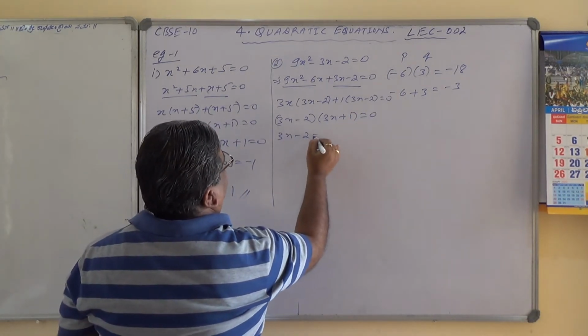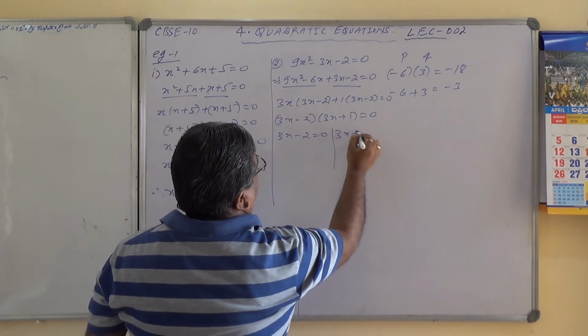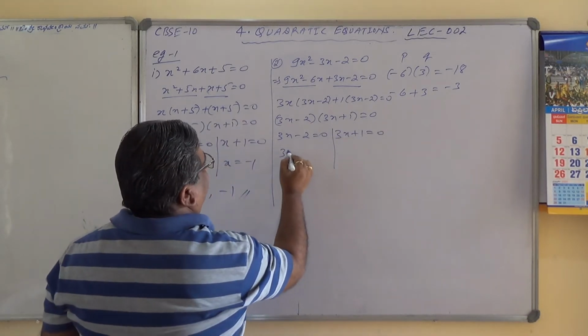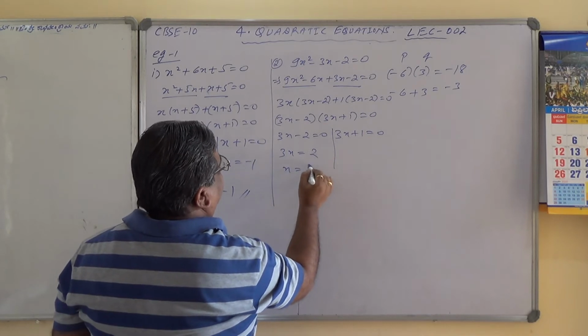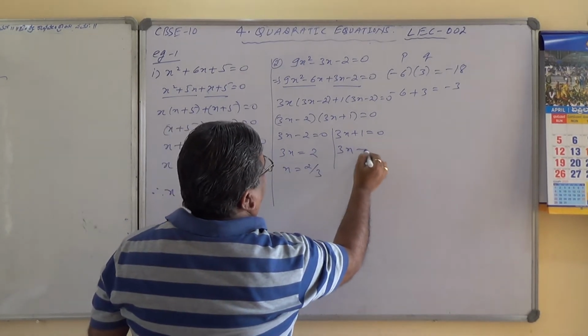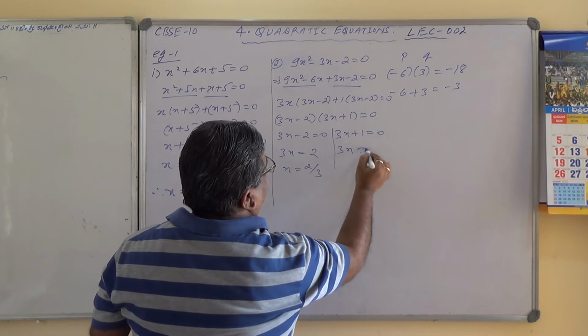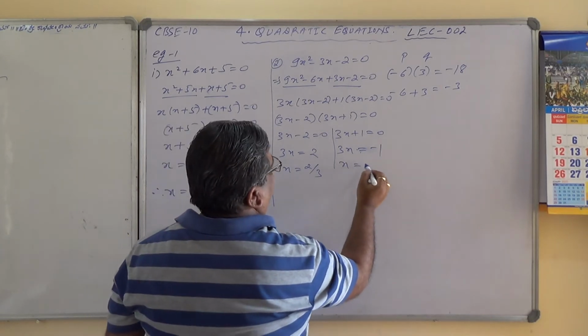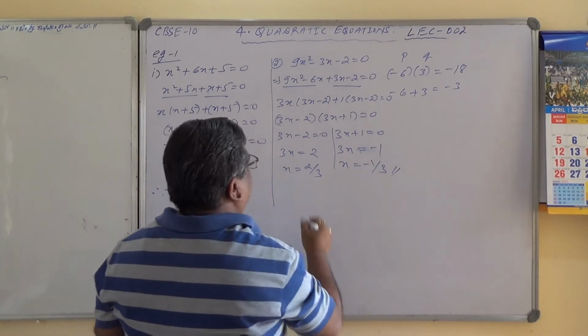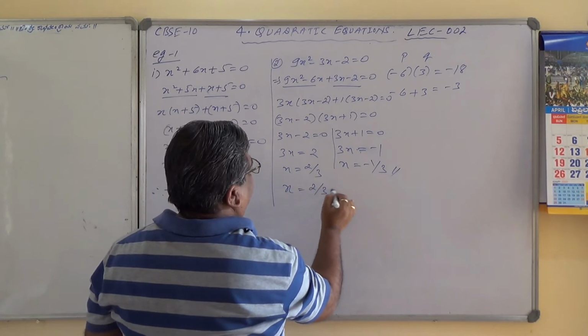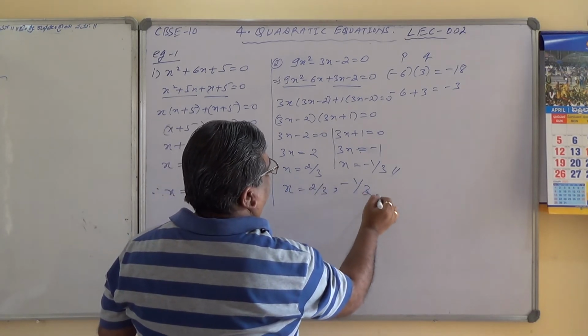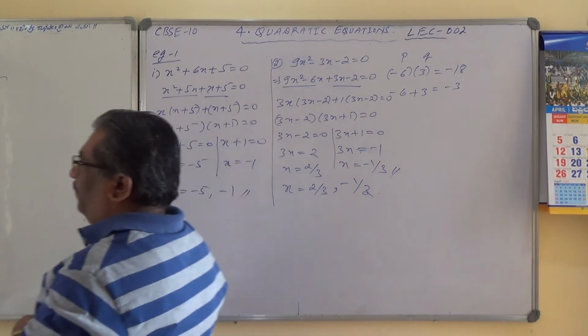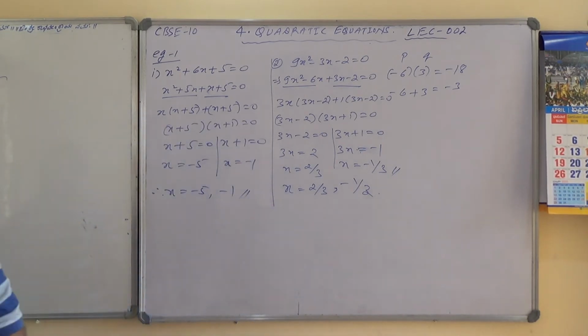So 3x minus 2 equals 0, 3x plus 1 equals 0, 3x equals 2, x equals 2 by 3, 3x plus 1 equals 0, 3x equals minus 1, so x equals minus 1 by 3. So therefore x equals 2 by 3 comma minus 1 by 3. Let us check the answer. This is the third one. Let me check the answer.